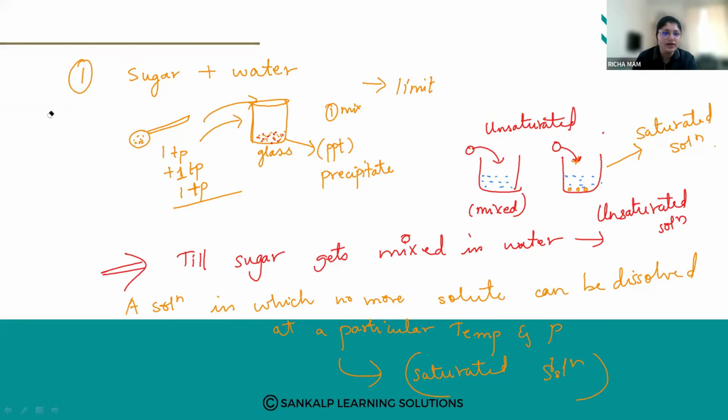So at a particular time, what will happen? When the sugar is getting mixed, it is dissolving, it is called unsaturated. After a limit is reached and the sugar is starting to get deposited in the glass, this is a saturated solution. In a saturated solution, maximum solute is getting dissolved. So this is a saturated and unsaturated solution.